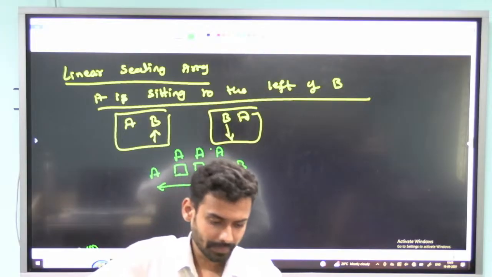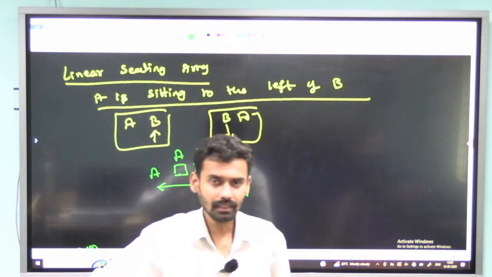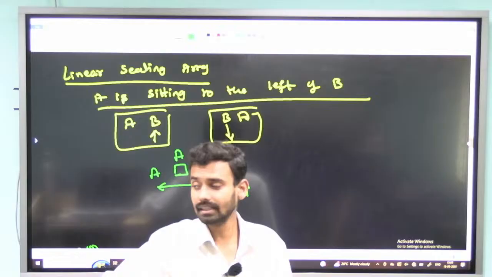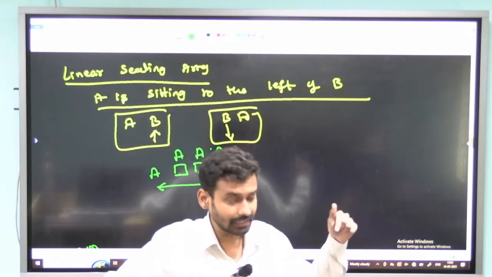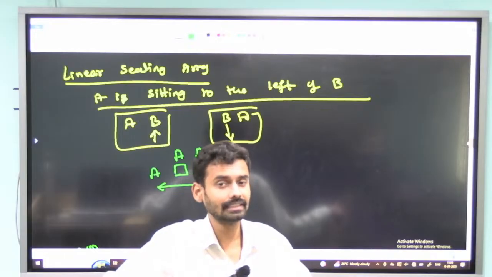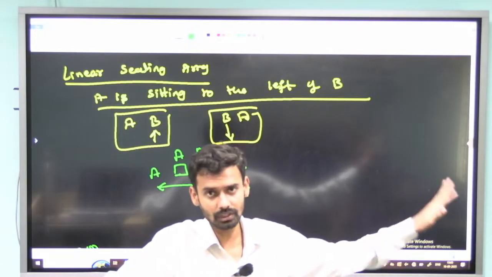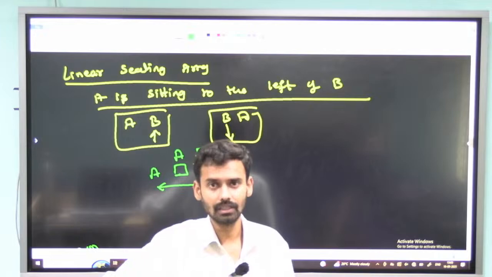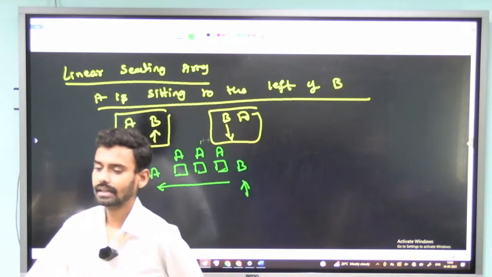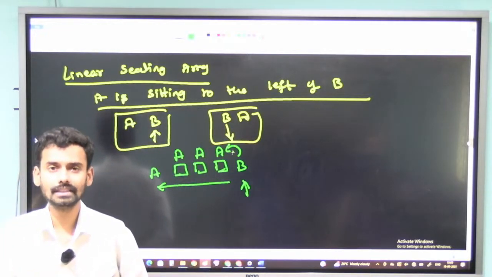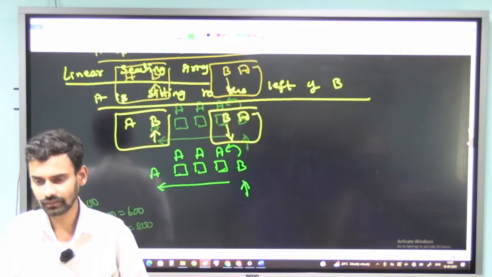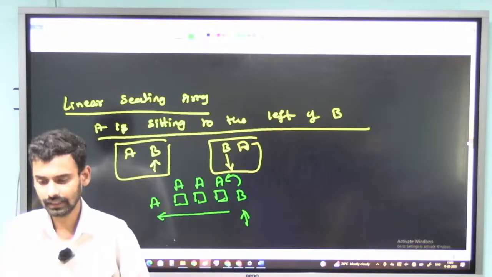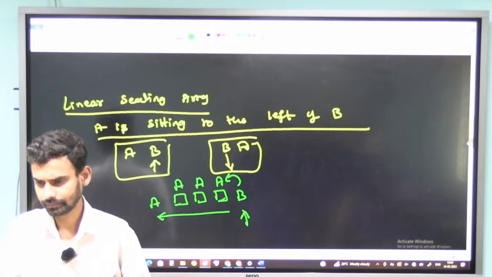For example, if I say I am sitting in a row, then there are some people sitting to my left and some people sitting to my right. Then I need not say that only the next person sitting to my left is towards my left. All the persons sitting to my left will be towards my left. So we should not assume that the immediate person is the only person sitting towards the left or right. This is the one caution that we need to take when we are solving linear seating arrangement problems.